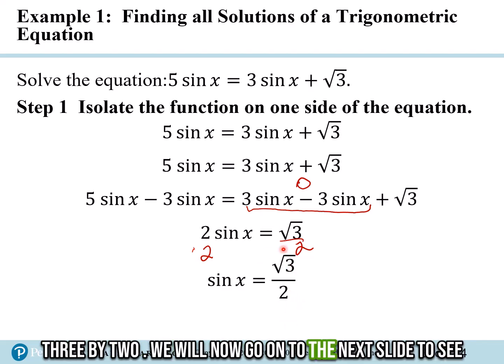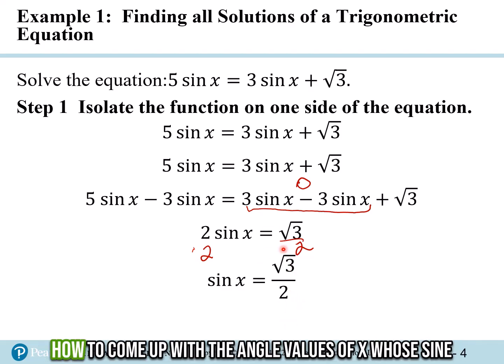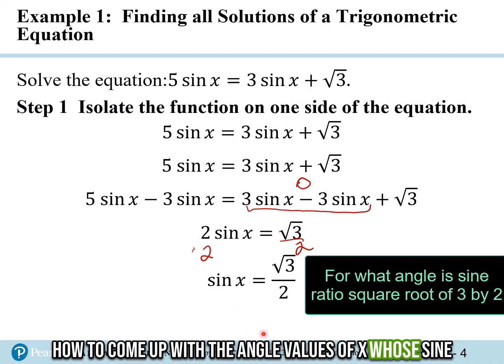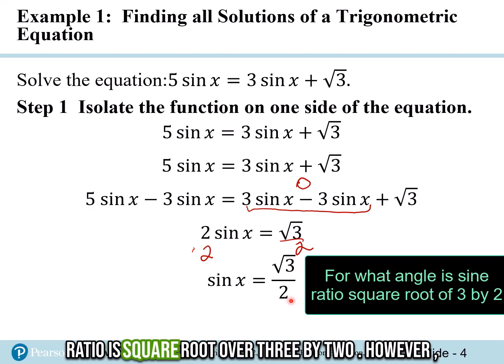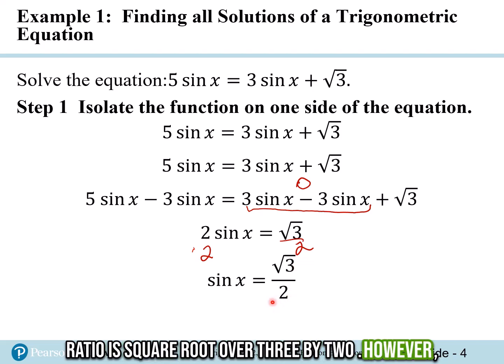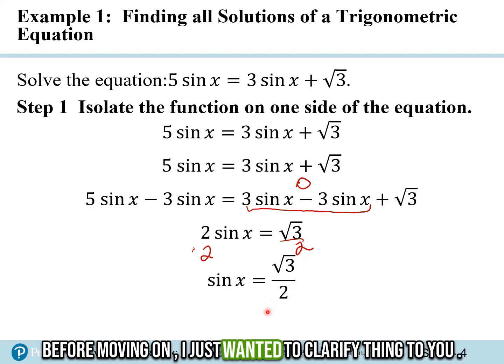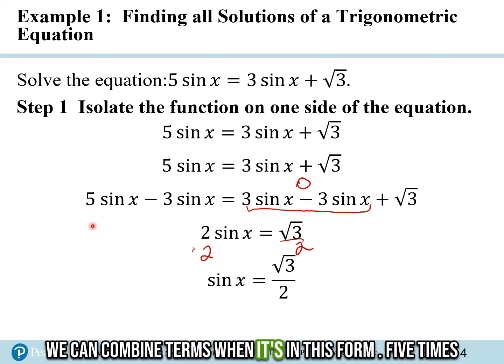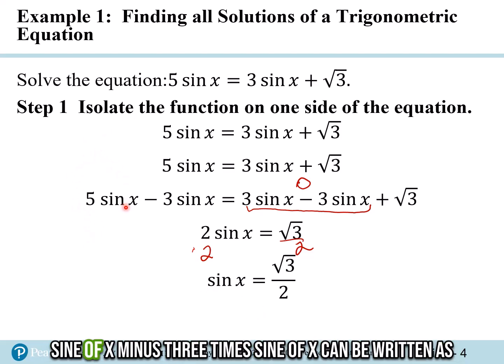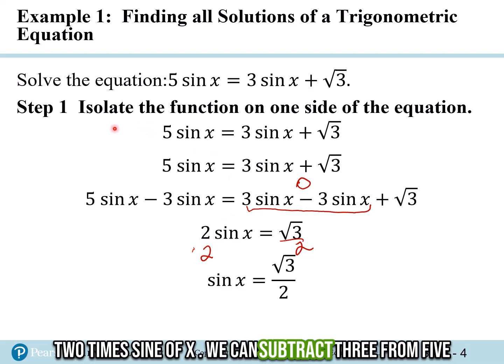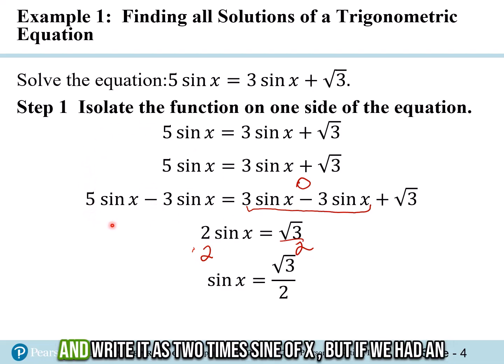We will now go on to the next slide to see how to come up with the angle values of x whose sine ratio is square root over 3 by 2. However, before moving on, I just wanted to clarify one thing to you. We can combine terms when it's in this form. 5 times sine of x minus 3 times sine of x can be written as 2 times sine of x. We can subtract 3 from 5 and write it as 2 times sine of x.